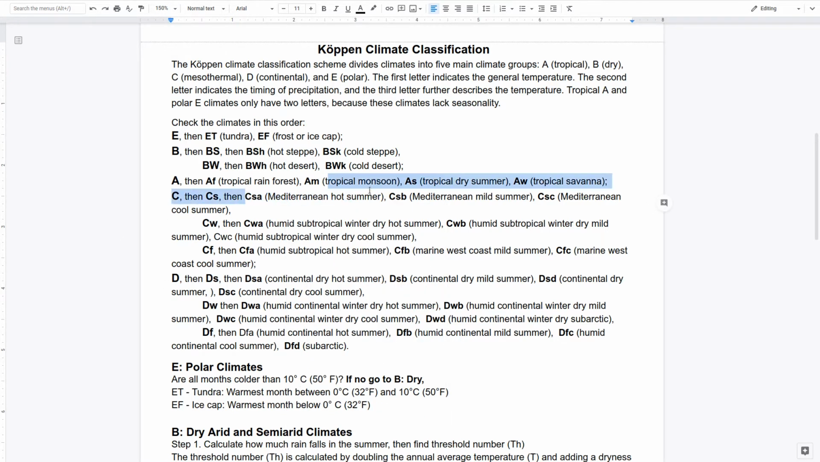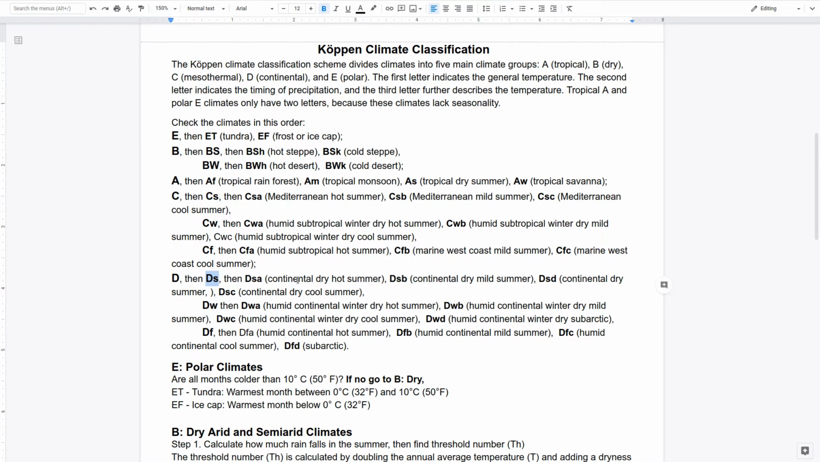In fact, I'll just make it easy. Just copy the whole thing. If it's a CSA climate, just copy the whole darn thing. CSA is the symbol, Mediterranean hot summer is the name. So if it wasn't a C, then you check to see, is it a D? And if it's a D climate, then you determine, is it a summer dry?